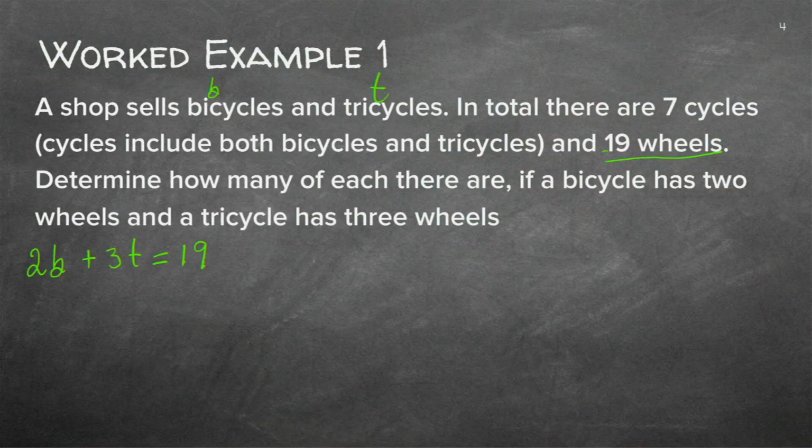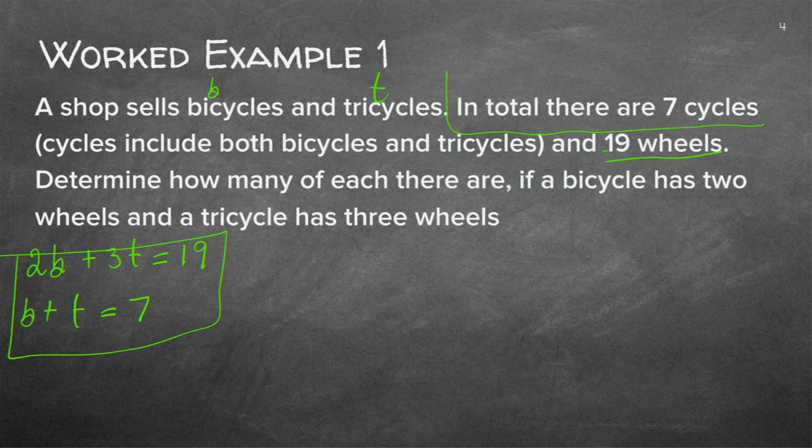So the second equation, guys, you will be coming from the first part. So it says in total there are 7 cycles. So it means the moment you add all your bicycles and also all your tricycles, in total you have 7 of them. So guys, these are the two golden equations that we will be working with. So 2b plus 3t gives you 19, and also b plus t gives you 7.